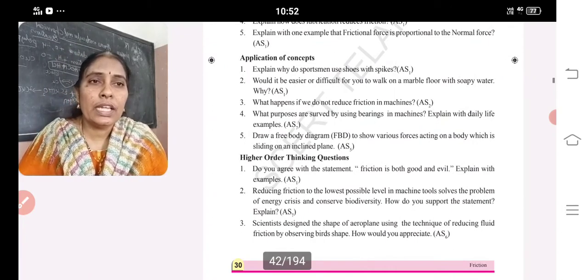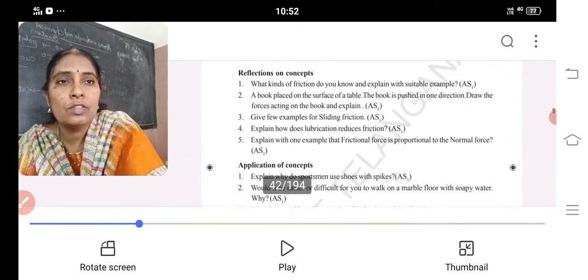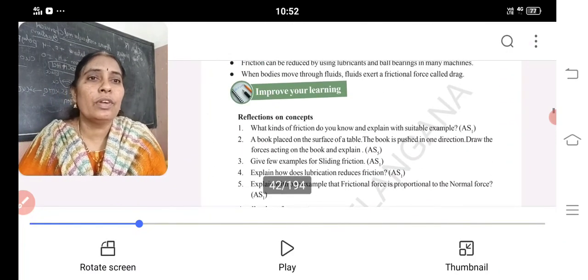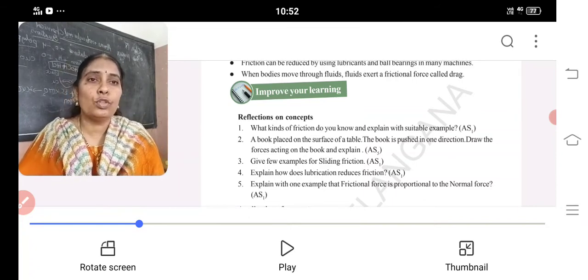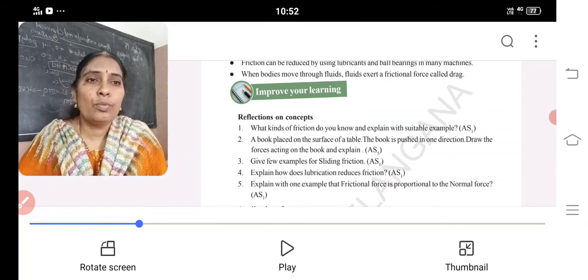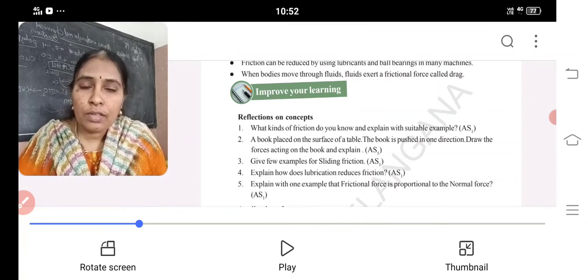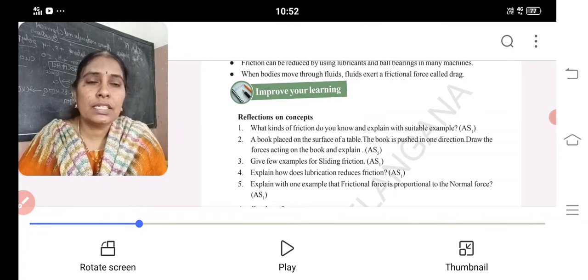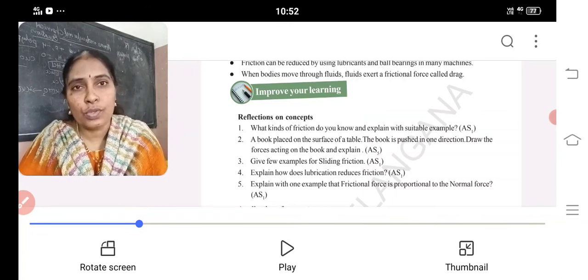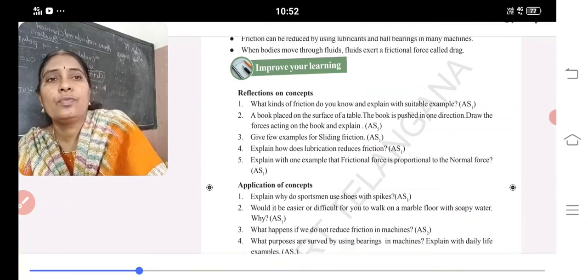Draw a free body diagram showing the various forces acting. So how will you write the answers? I feel all are important, but write one or two answers as practice. The fourth one, write: explain how lubricants reduce friction. Again I am repeating, don't feel that only these questions are important. Make everything a practice of writing. I am giving a few questions to write and a few questions to learn. Okay.